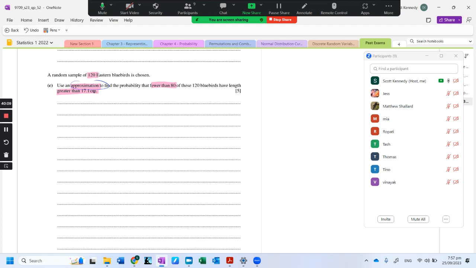So first of all, I'm going to write it as if it was binomial. So let's say it was binomially distributed, and we got 120, and we got 0.72 is our chance of it being greater than 17.1, because they told us that in the previous question, right? 72% chance. Now we're going to change it to normal distribution. How do we do that? How are we going to do that, Tash?